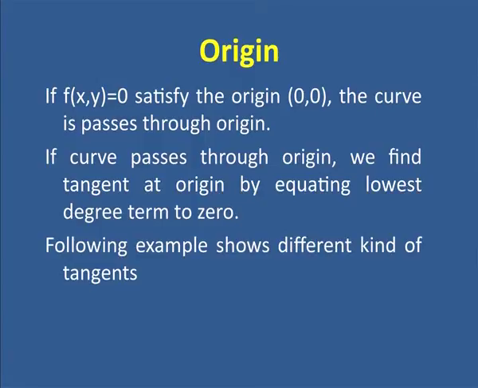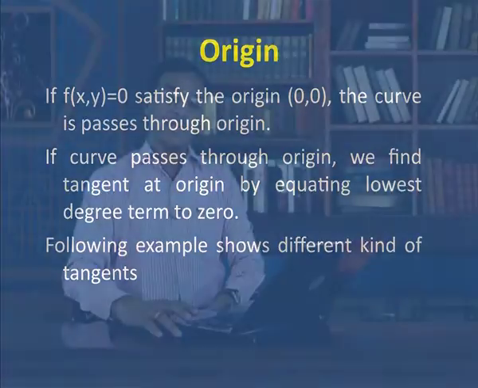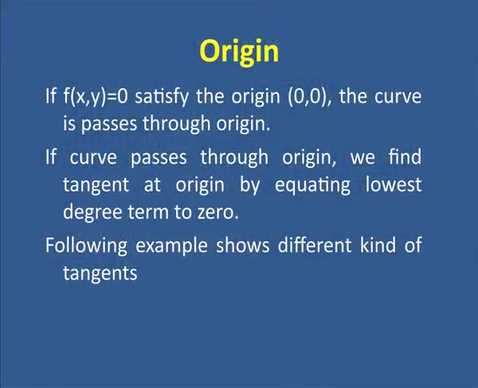Now I will explain the position of origin and its importance in curve tracing. If f x y is equal to 0 is satisfied by the origin 0 0, the curve passes through the origin. If the curve passes through the origin, we find the tangent at the origin. The tangent at the origin can be obtained by equating the lowest degree terms of the curve to 0. The following examples show different kinds of tangent at the origin.